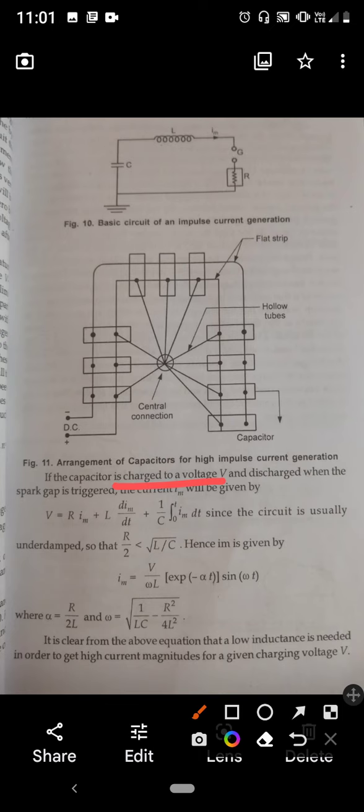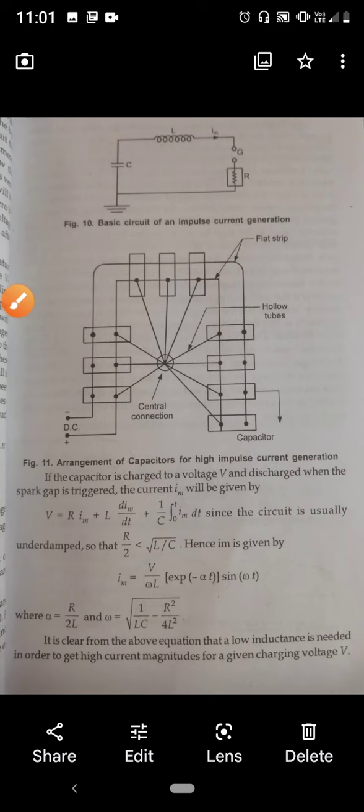Now we will have to find the current Im. For finding the current, first we will have to know the voltage. V is equal to the voltage drop in resistance, i R, plus the voltage drop in inductor, L di/dt, plus the voltage drop in capacitor, 1 upon C integral from 0 to t of i dt. It is basically the formula of voltage through all the elements mentioned in the circuit.